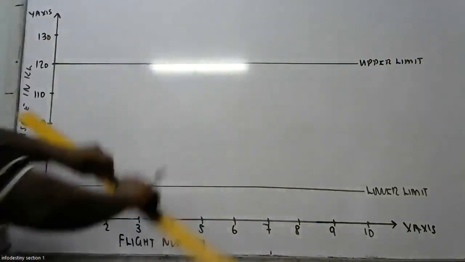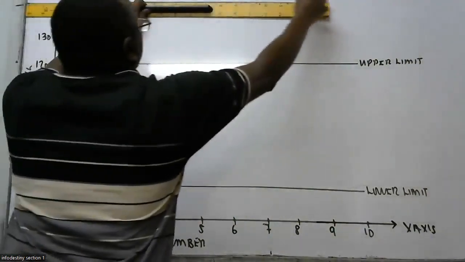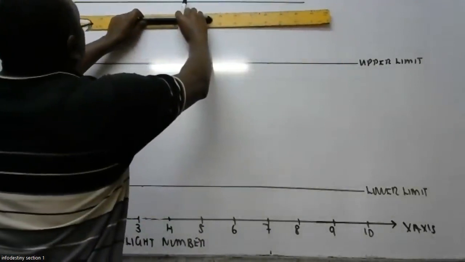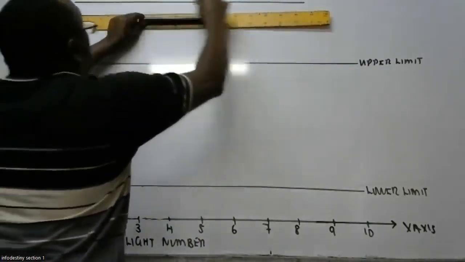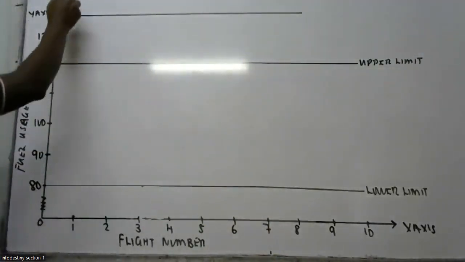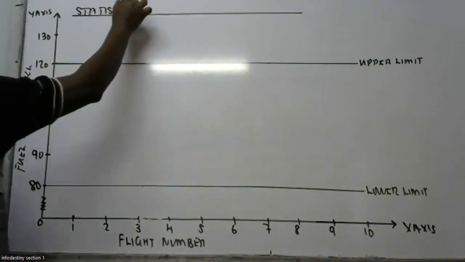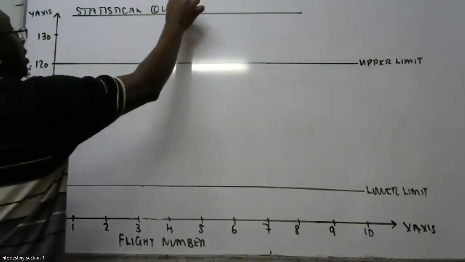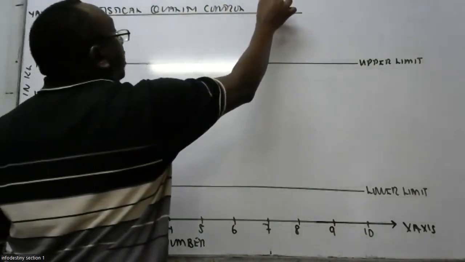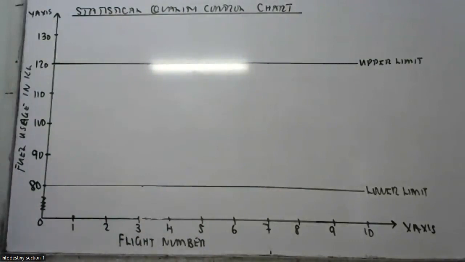And the title of this graph, we need to give it the title. What we are drawing is called statistical quality control charts, SQC, statistical quality control charts.